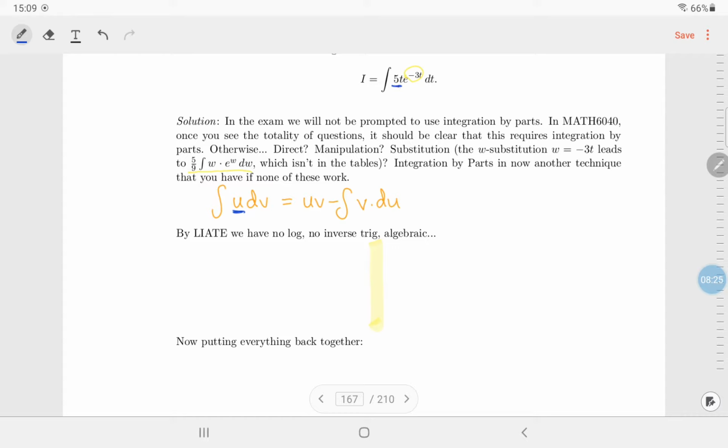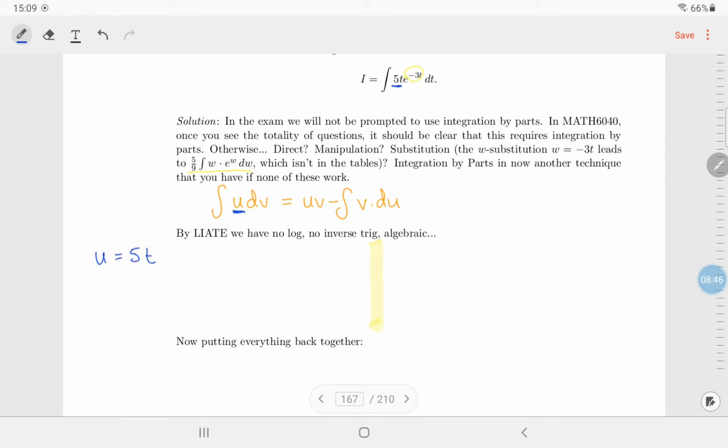Now, some people start doing, oh, the u is the first thing and then everything else is dv. That won't work for you. So we're going to let u be 5t because it's the first thing on the LIATE list. The other thing would be the minus 3t. That's inside another function, so that wouldn't be the u. So we're going to let u equal 5t.